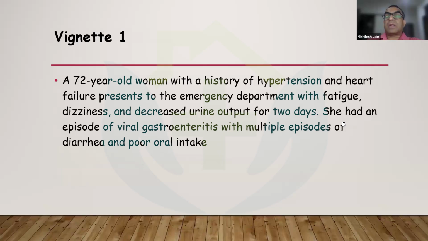So this was the case vignette. You had a 72-year-old woman with a history of hypertension and heart failure who presents to the emergency department with fatigue, giddiness, and decreased urine output for 2 days. Now she had an episode of viral gastroenteritis with multiple episodes of diarrhea and poor oral intake.